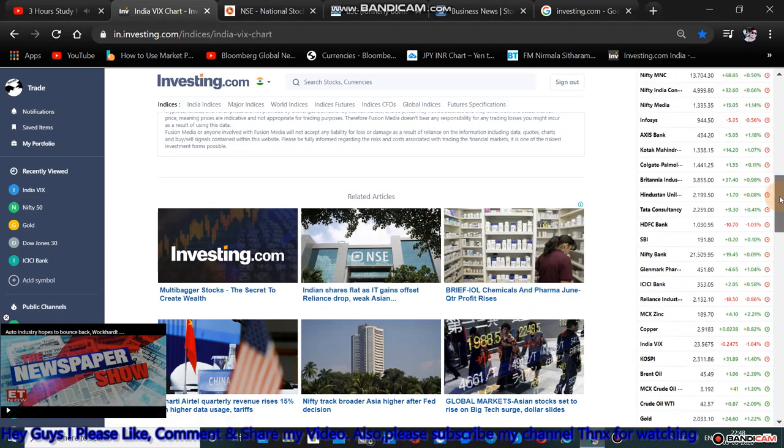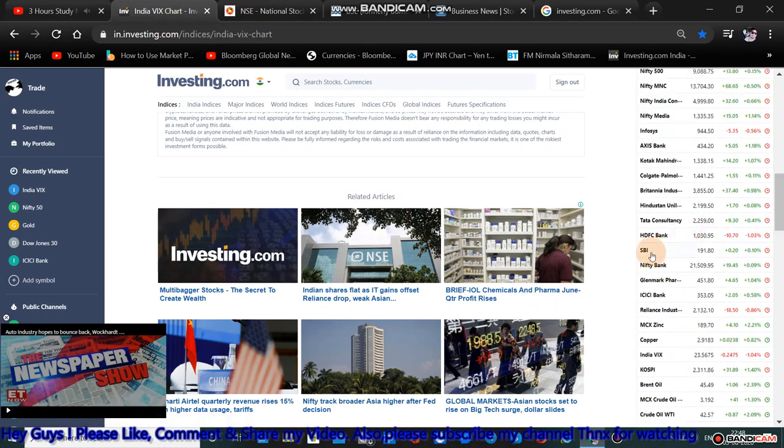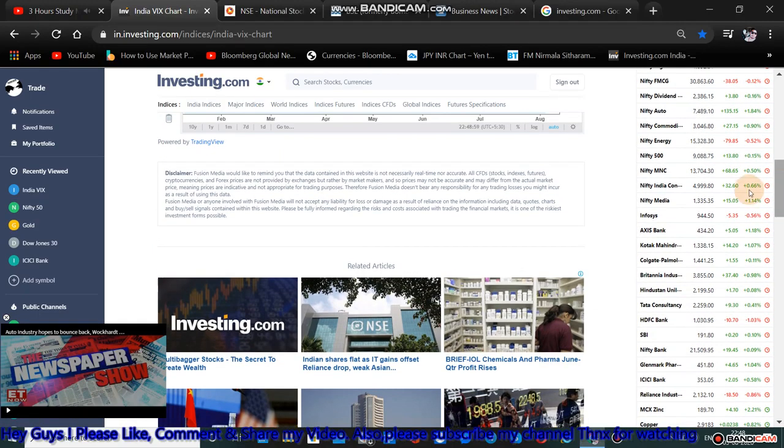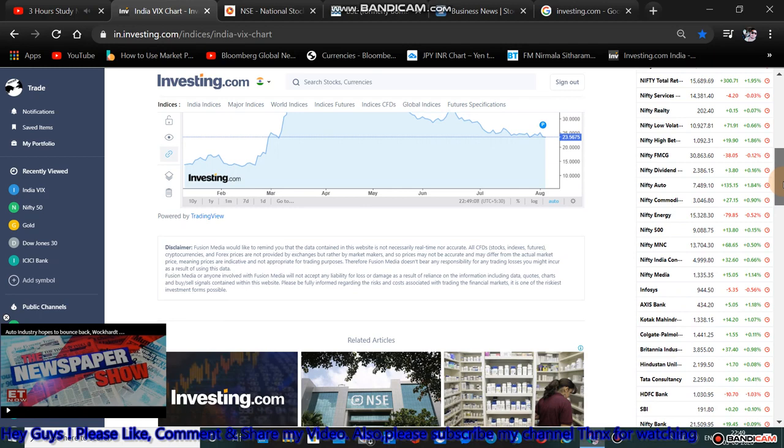You can also add stocks like, I've added SBI, Glenmark Pharma, ICICI Bank, Hindustan Unilever, Tata Consultancy, Colgate Palmolive, Kotak Mahindra, Axis Bank, Infosys. And this is an index, Nifty Media. Nifty Media is an index of the media sector. So this is Nifty MNC, this is Nifty 500, Nifty Energy, Nifty Commodities. These all are indexes, these are not stocks.